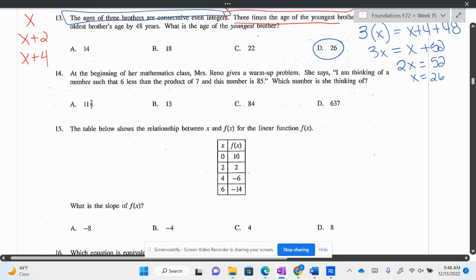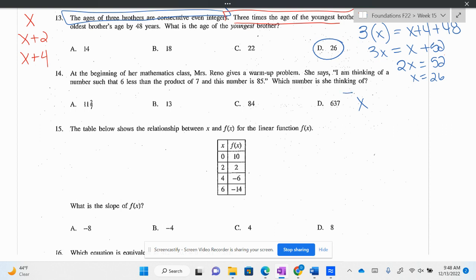At the beginning of her math class, Miss Reno gave a warm-up problem. She says, I'm thinking of a number x such that 6 is less than the product of this number and 7. So 7 times x minus 6 is 85. So you would add 6 to both sides and then divide by 7.